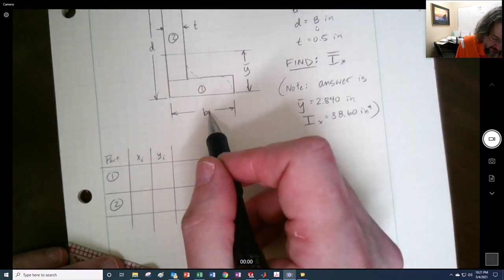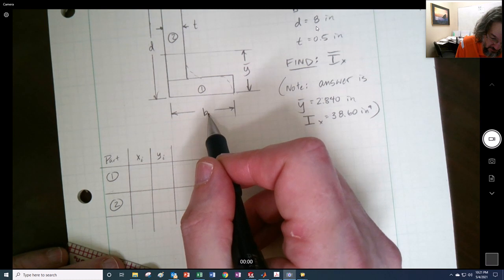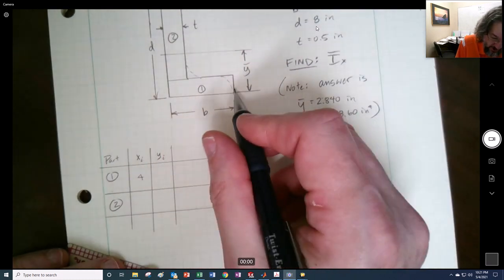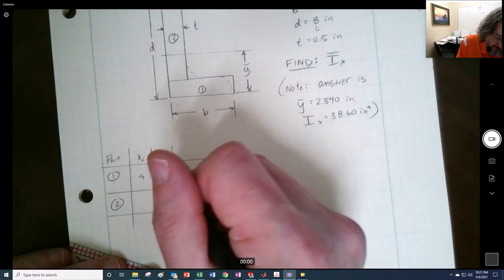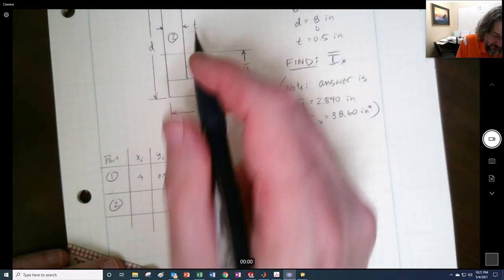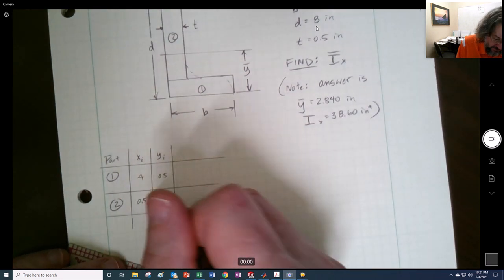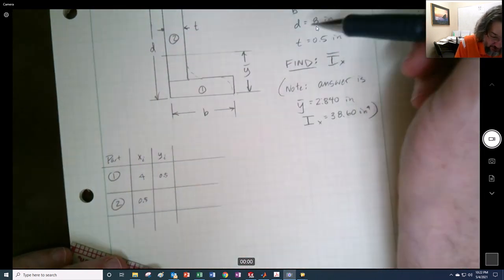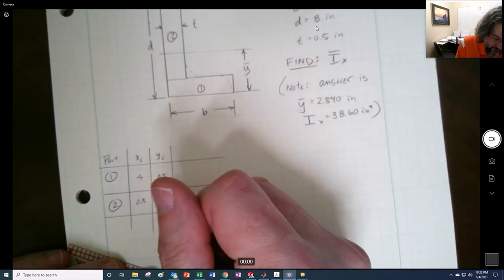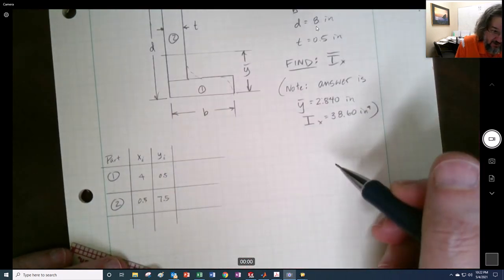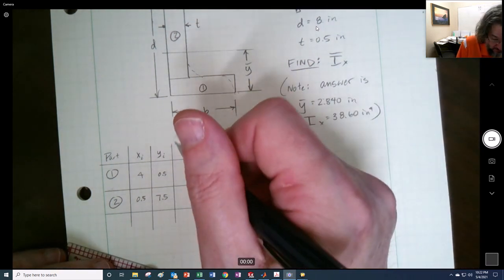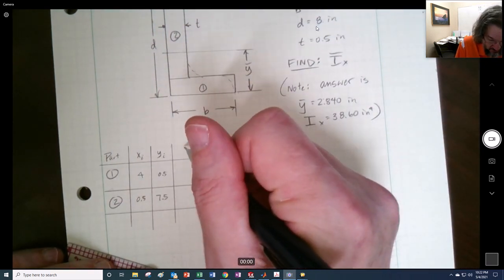Where the X is going to be, this is B, so that's 4. And our Y is going to be our thickness of 0.5. And our X of this is also going to be the thickness. But our Y now, tricky, is 8 minus the 0.5, or 7.5. Everyone's going to forget that. People do all the time. We don't need any of this.